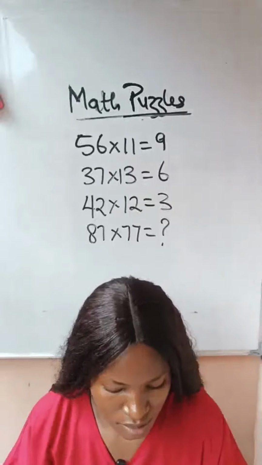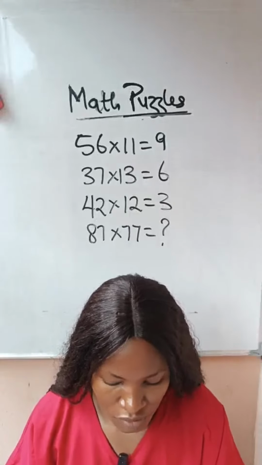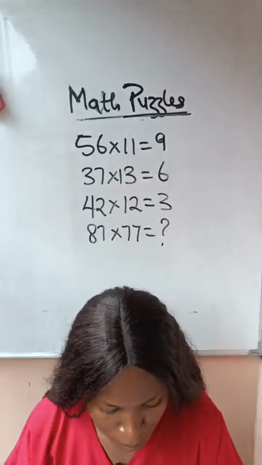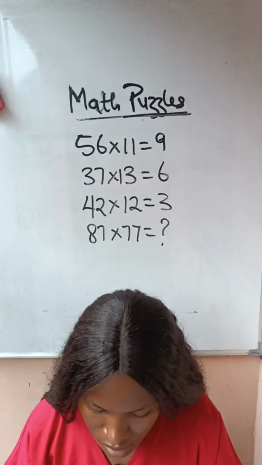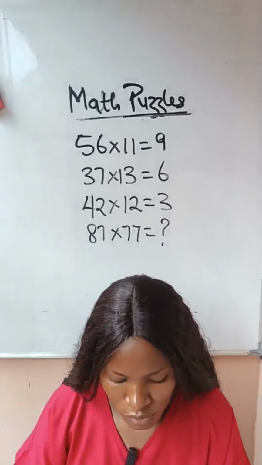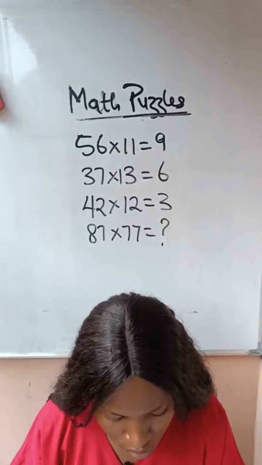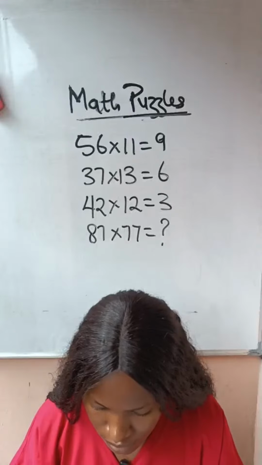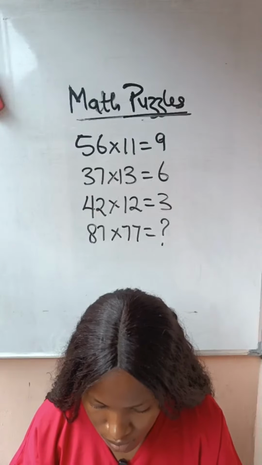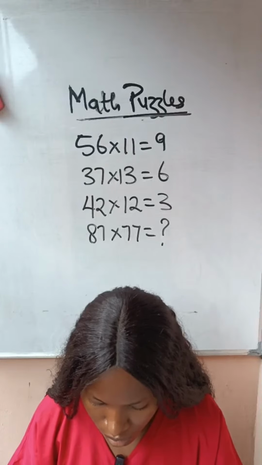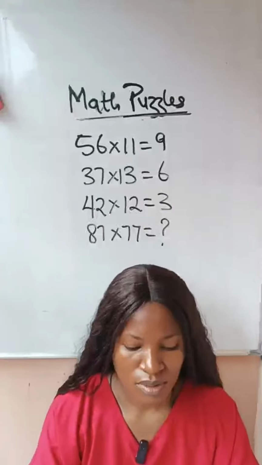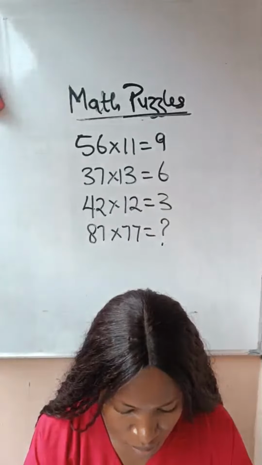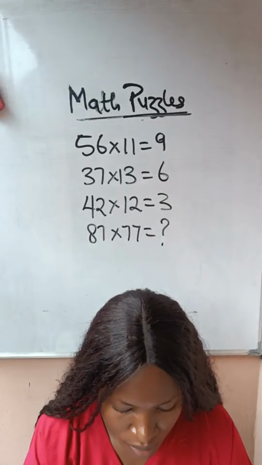So the question is simple. It says that 56 times 11 is 9, 37 times 13 is 6, 42 times 12 is 3, 87 times 77 is what? That is the question. So if you are just joining, you are welcome. Okay, so let's go.